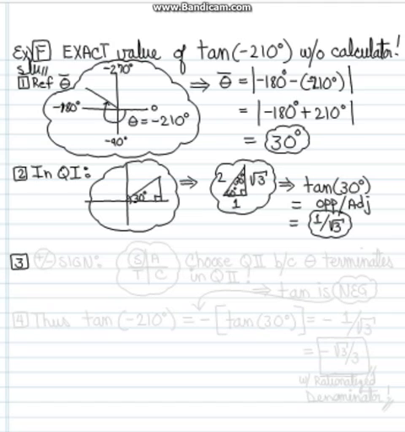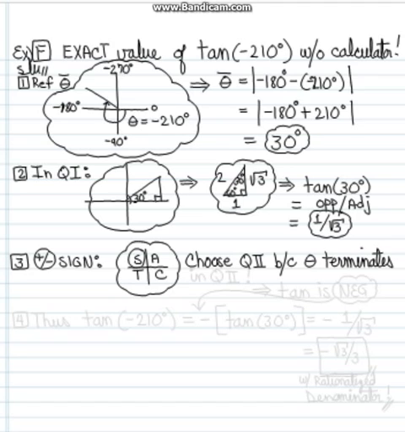Step 3, let's figure out the sign, positive or negative. Well, which quadrant did we terminate in? Look at the original picture in step 1. We terminated in quadrant 2. All Students Take Calculus, and the letter in quadrant 2 is S, for sine. That means only the sine and its reciprocal function cosecant are going to be positive for any angle that terminates in quadrant 2. But we're looking for tangent, not the sine or the cosecant.